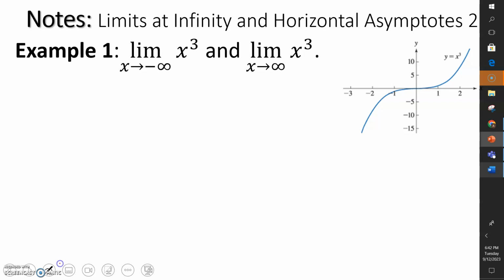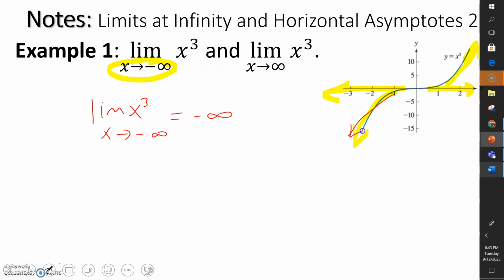When you look at the actual function here, you will notice that if I go forever to the left, my function goes down forever. And then if I go forever to the right, my function goes up forever. So in understanding these behaviors, it's easy to just make the decision that the limit of x cubed as x approaches negative infinity is in fact negative infinity towards the left, and that the limit of x cubed as x approaches positive infinity is infinity to the right.